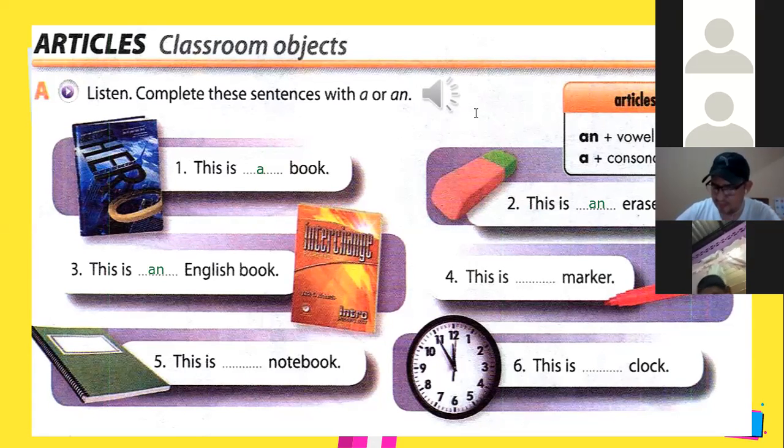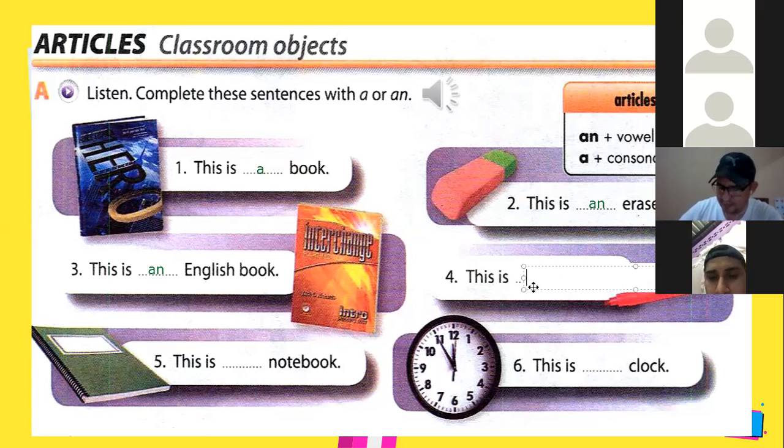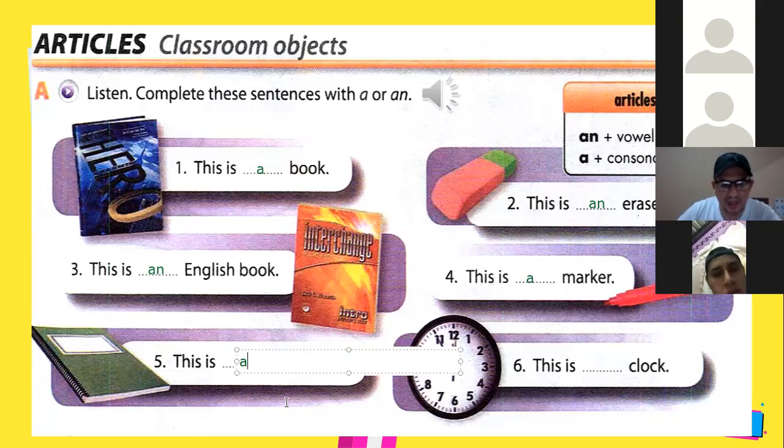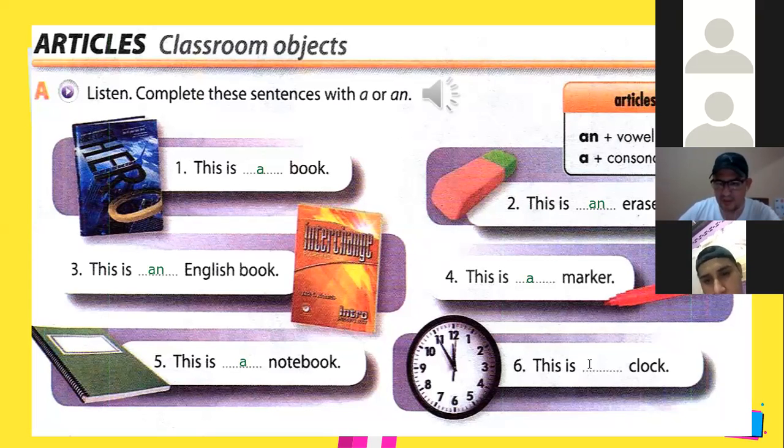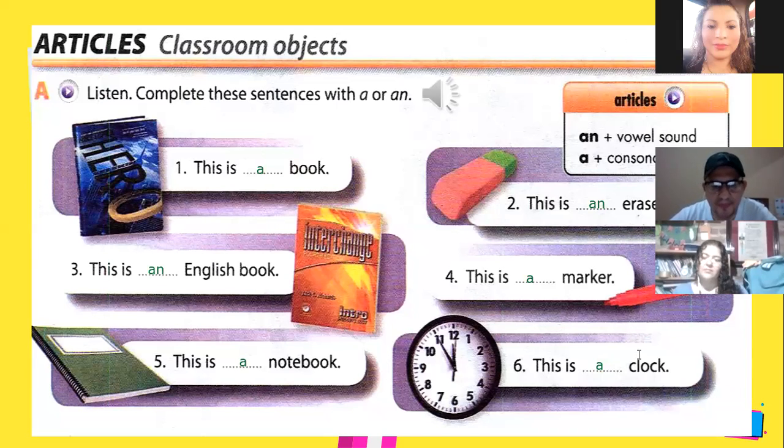Vowel. Okay. Number four. Let's see the number four. This is marker. This is a marker. Okay, excellent. Very good because of the sound, right? Number five. This is notebook. Notebook. Okay, very good. Number six. This is clock. Excellent, very good. Porque clock, ve, es un sonido de una consonante, okay? Very good. That's excellent, very good. Questions? No question. Very good, very nice.